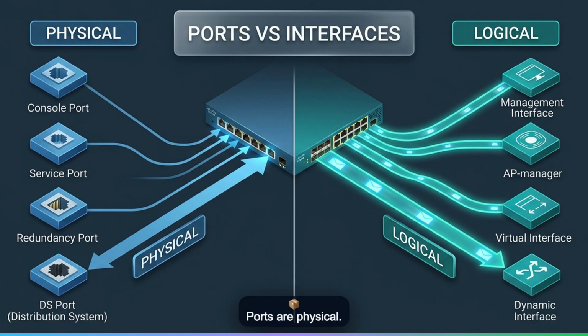On a WLC, port and interface are not interchangeable. Ports are physical: console for initial setup, service port for out-of-band management, redundancy port for pairing 2 WLCs, and distribution system ports for normal network connections. Interfaces are logical: the management interface for in-band admin, the AP manager interface for CAPWAP tunnels, the virtual interface for DHCP relay, and dynamic interfaces which map WLANs to VLANs. Think of them like SVIs on a switch.